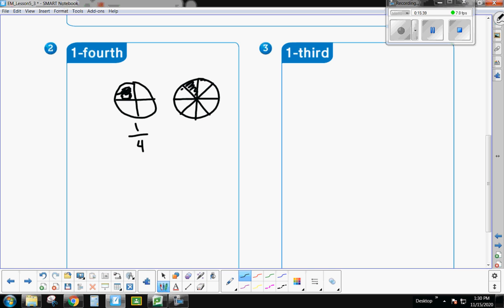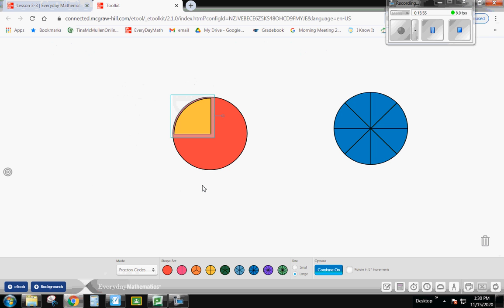Okay, and 2/8 is the same as 1/4. All right, now I'm going to give you a hint. There's only one other possibility with the fraction circles that we have available to us. There's only one other possibility to fit in that spot.